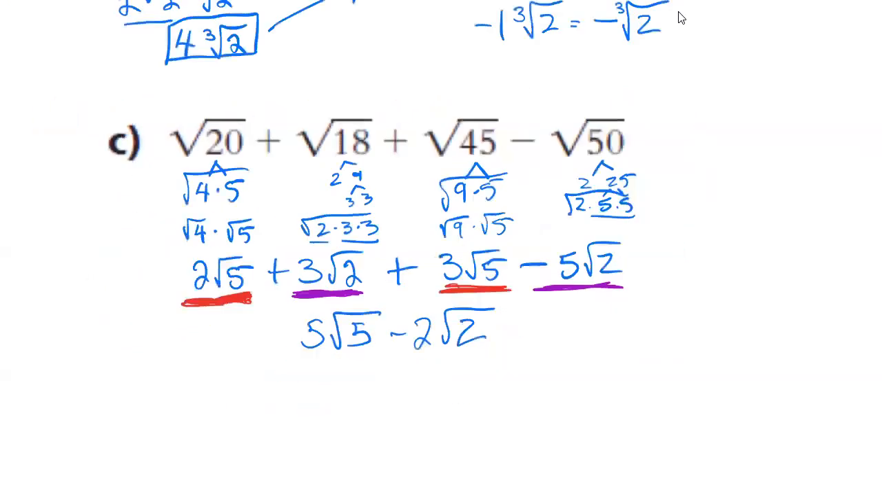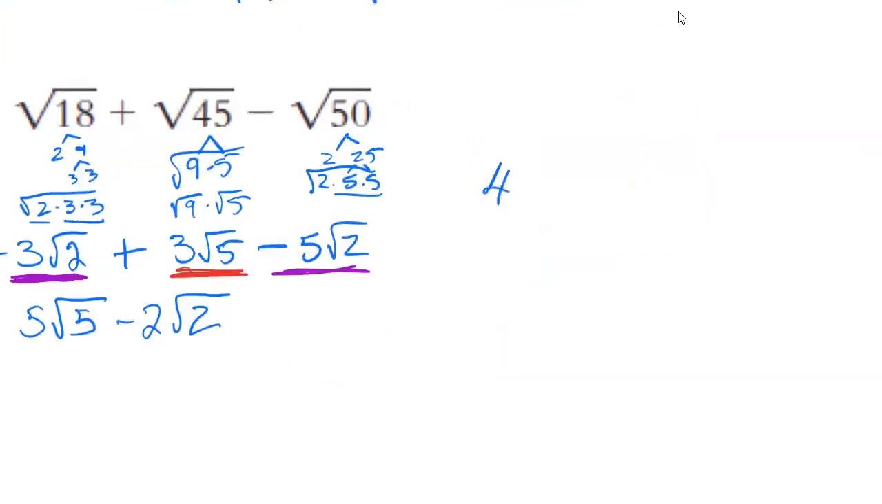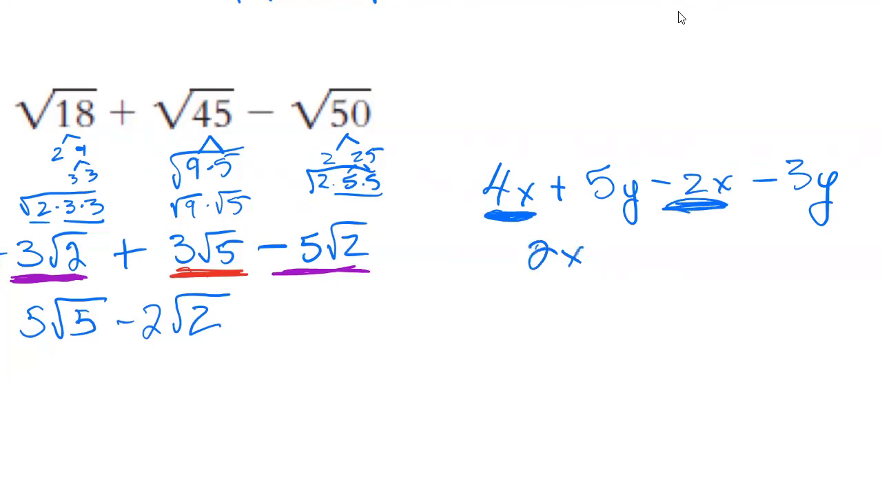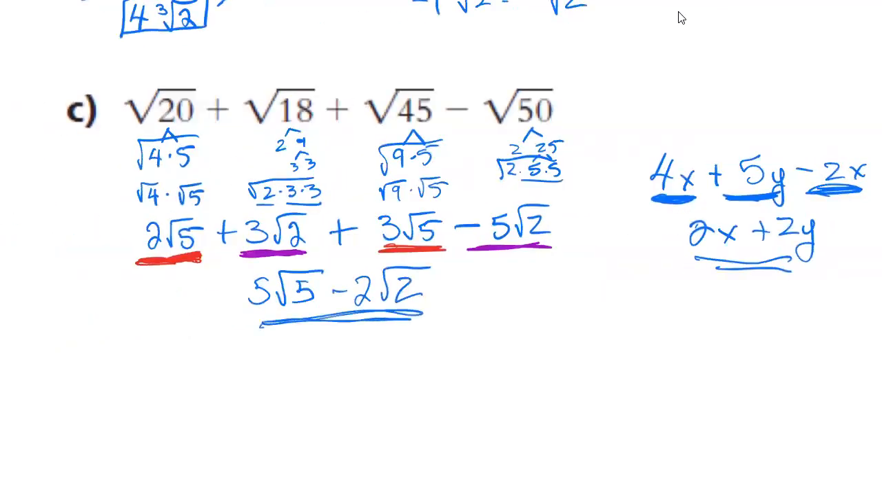Okay. That's a similar process of going like 4x plus 5y minus 2x minus 3y. I can combine my 4x and my 2x because they're like terms. That gives me 2x. I can combine my 5y and my minus 3y. That gives me 2y. Okay? So just like that. That can't be combined any further. This cannot be combined or simplified any further either. Okay, over the page.